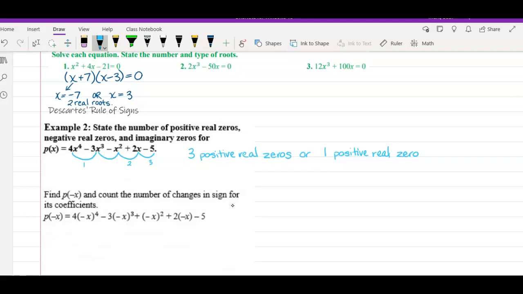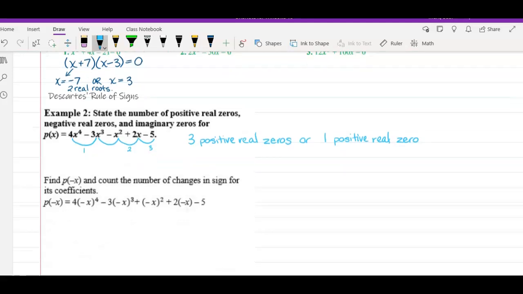So if I had had 7 sign changes, then my answer would be 7 or 5 or 3 or 1. If I had had 12 sign changes here in this polynomial, my answer would be 12 or 10 or 8 or 6 or 4 or 2 or 0. You keep subtracting 2 until you can't any longer subtract 2. I can't take away 2 from 1. I would end up in the negative answers.